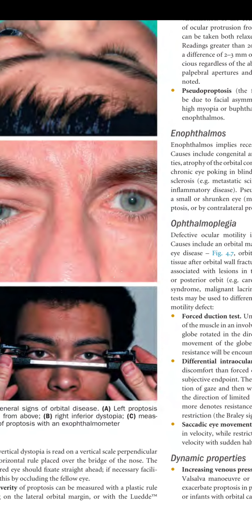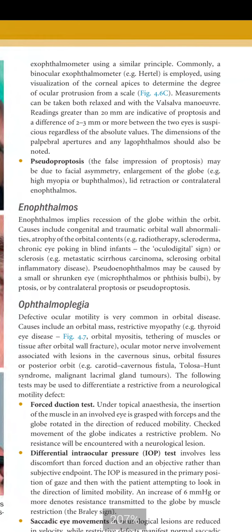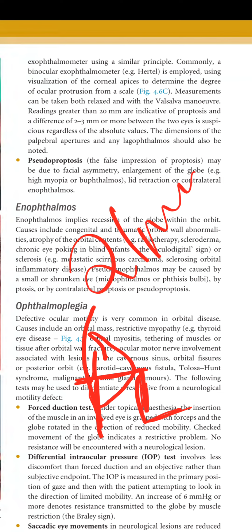The severity of the proptosis can be measured with the plastic rule resting on the lateral orbital margin, or with a Luedde exophthalmometer using a similar principle. So for example, this is an eyeball and this is a lateral canthus. You put the scale here and you measure the apex of the eyeball, and this will give you the measurement of the proptosis. But there are certain exophthalmometers, for example Hertel exophthalmometer. It will give us the measurement of the proptosis. Usually less than 21 millimeters from the lateral orbital margin to the apex of the cornea is normal measurement, and above it is causing the proptosis.